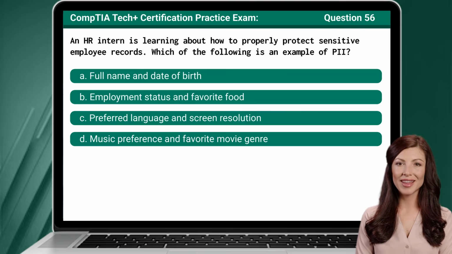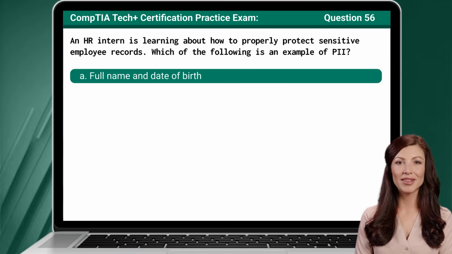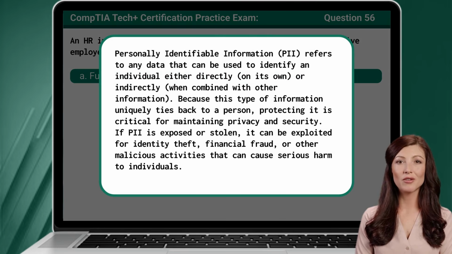The answer is A. Full name and date of birth. Personally identifiable information, or PII, refers to any data that can be used to identify an individual either directly or indirectly. Because this type of information uniquely ties back to a person, protecting it is critical for maintaining privacy and security. If PII is exposed or stolen, it can be exploited for identity theft, financial fraud, or other malicious activities that can cause serious harm to individuals.